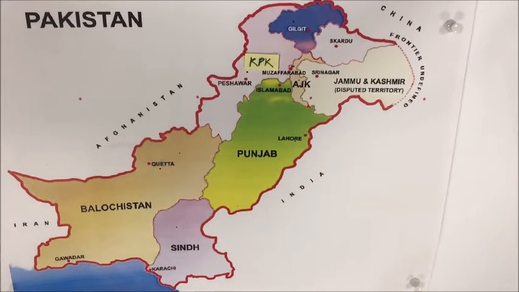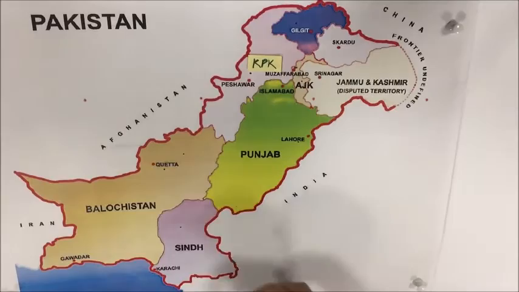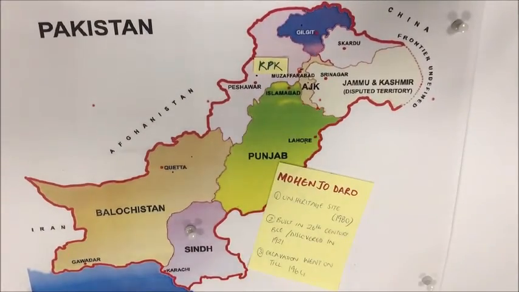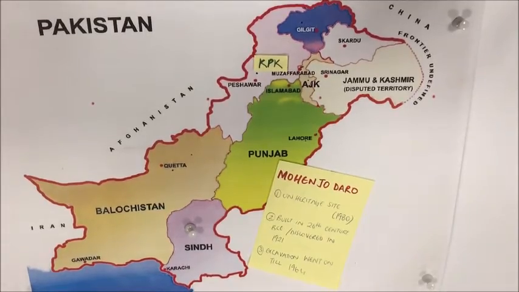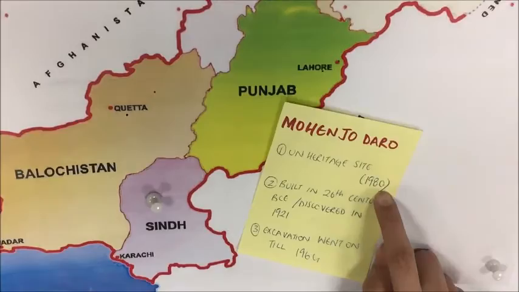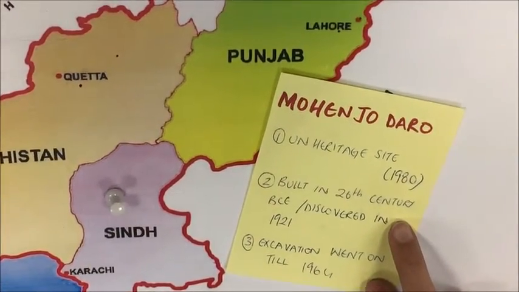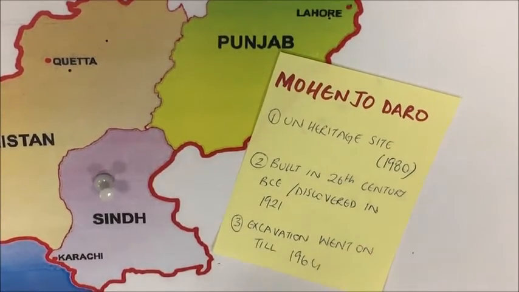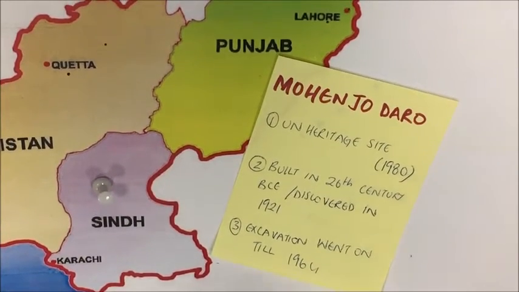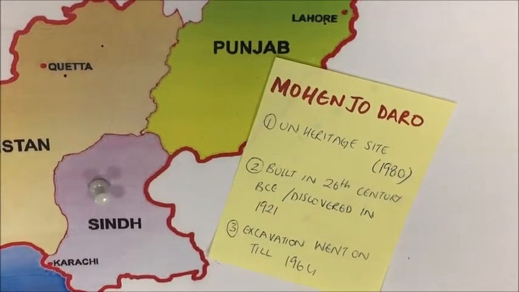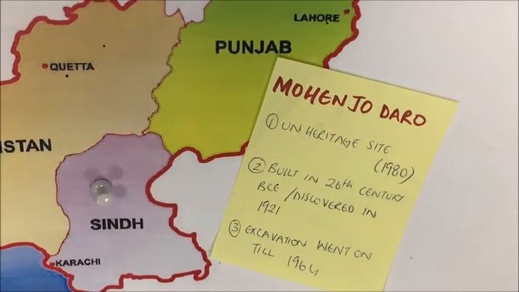The first tourist site we would recommend you to visit is in Sindh, and it is called Mohenjo-daro. Now, Mohenjo-daro has become a UN heritage site, and it became so in 1980. It was built in the 26th century BC, but it was only discovered in 1921, and excavation here has gone on until 1964. So that is basically until 5 decades ago actually.